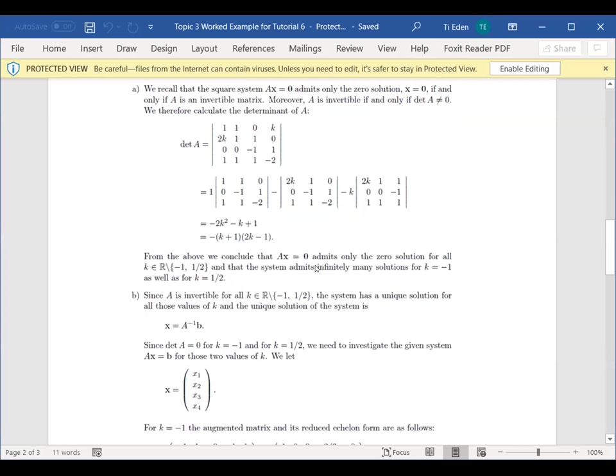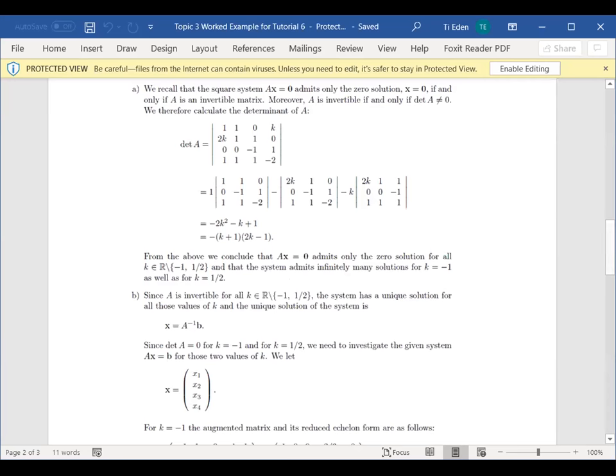it at least has one solution, which is the trivial solution. So if the determinant of A is 0, it must have infinitely many solutions, because it's impossible that this system has no solution, since you already know there exists at least one solution. You get what I mean? You already know x equals 0 is a solution. So even if you calculate the determinant of A and find that it equals 0, it is still not possible that there is no solution. So you can conclude that if the determinant of A equals 0, then it has infinitely many solutions, which is the case when k equals negative 1 or half. This is part A.